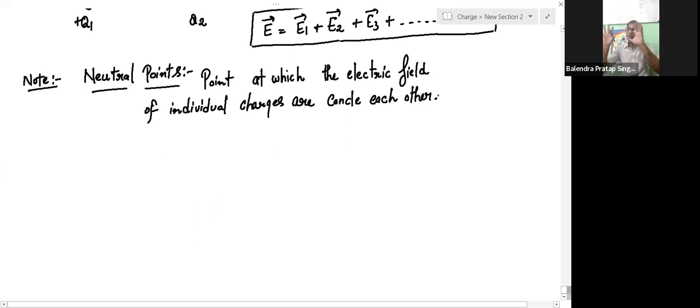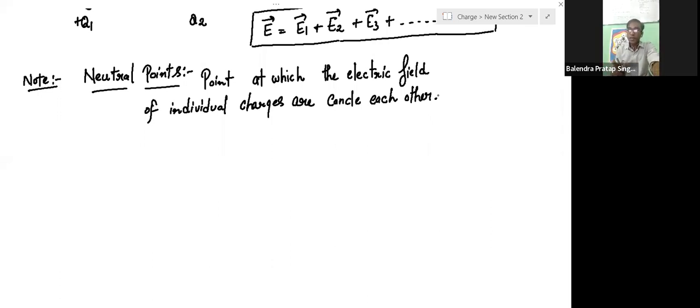So suppose I take two charges. There is a point in between these two charges where the electric fields cancel each other, meaning one charge and another charge cancel out each other's electric field. Then at that point the net electric field is zero, and that point we call a neutral point. You can actually calculate the exact neutral points for a system of charges. Now let's try to find neutral points for a two charge system.